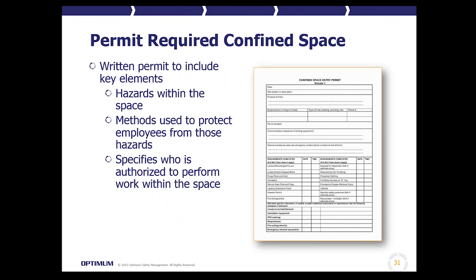So if we're looking at our permit, there's a picture of one there, written permits need to include some specific key elements, including things like the hazard within the space, what methods we are going to use to protect employees from those hazards, and who is authorized to perform work within the space. It also specifies who the attendants are and who the entry supervisor is. So there's a lot of information that goes on to a permit that we need to be very aware of, how to fill those out and how to fill them out correctly.